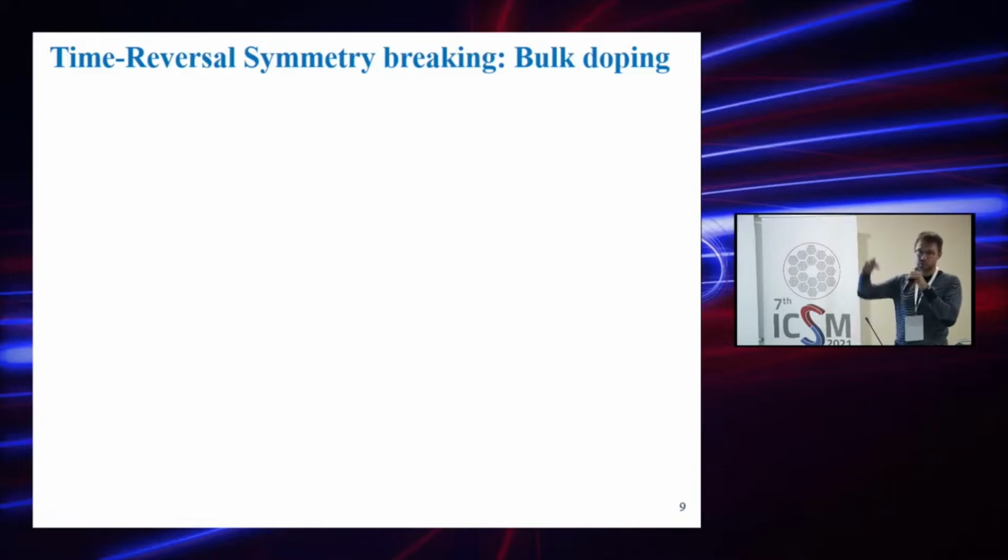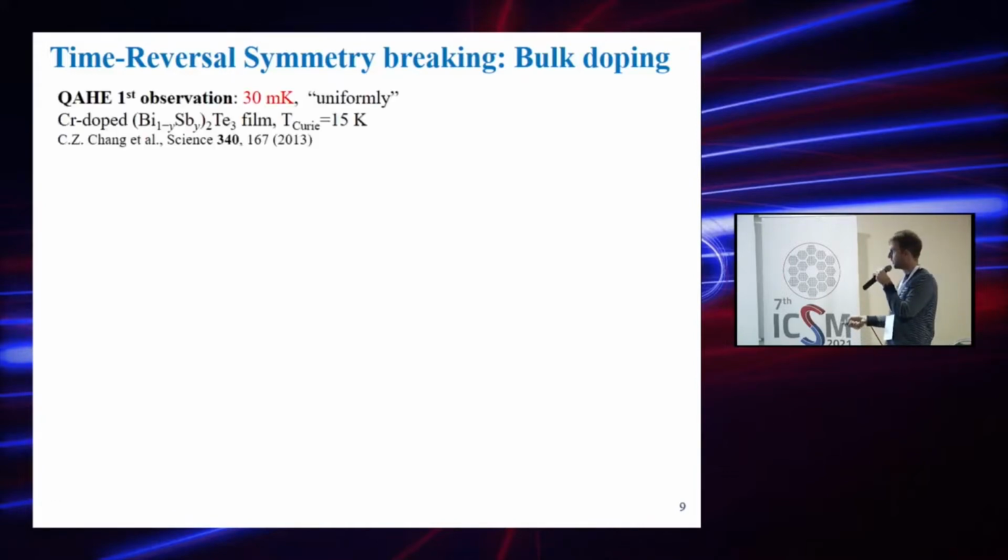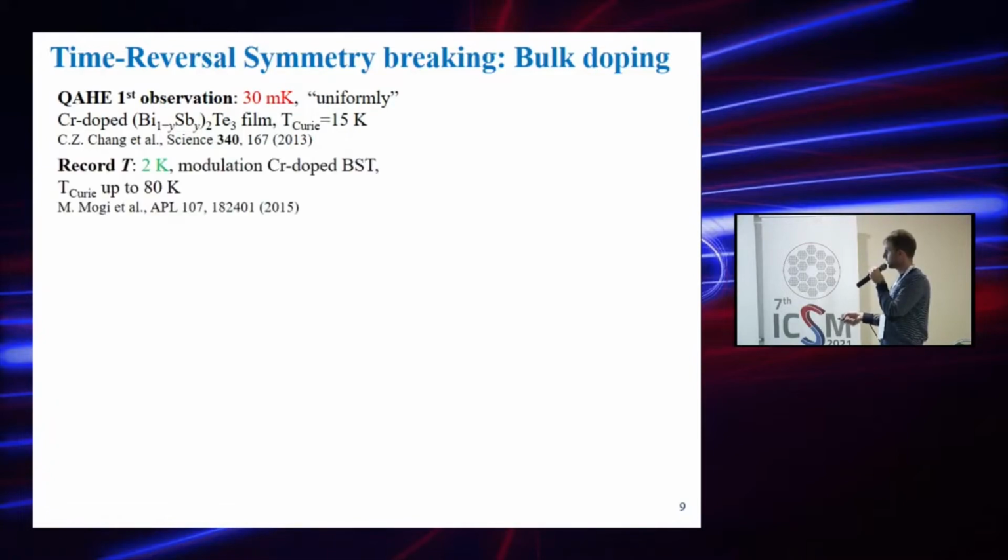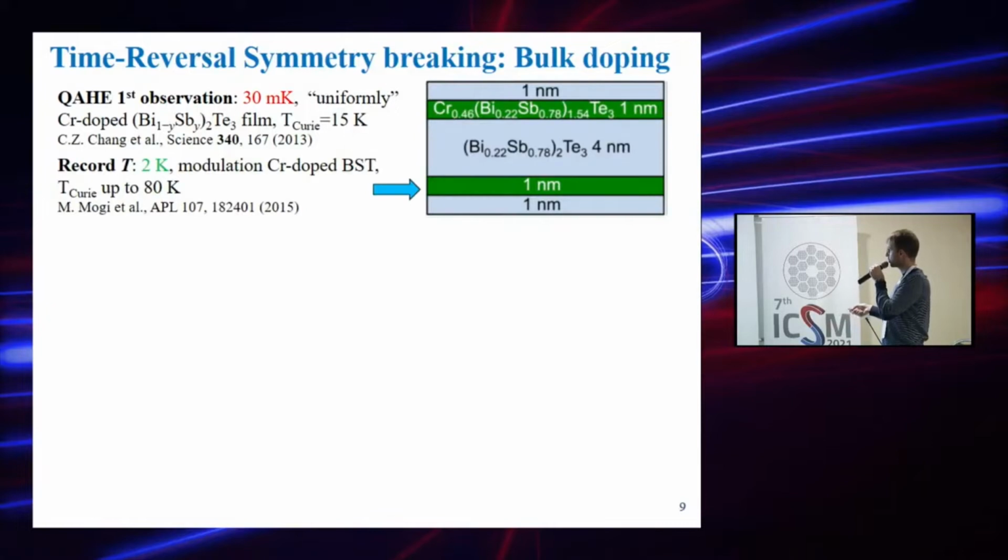You try to introduce the magnetic dopants through the whole volume of the film. This method has already worked out because the quantum anomalous Hall effect has already been observed back in 2013, but at an extremely low temperature of 30 millikelvin. Now the current record is about 2 Kelvin, which is achieved in this so-called modulation doped chromium BST.